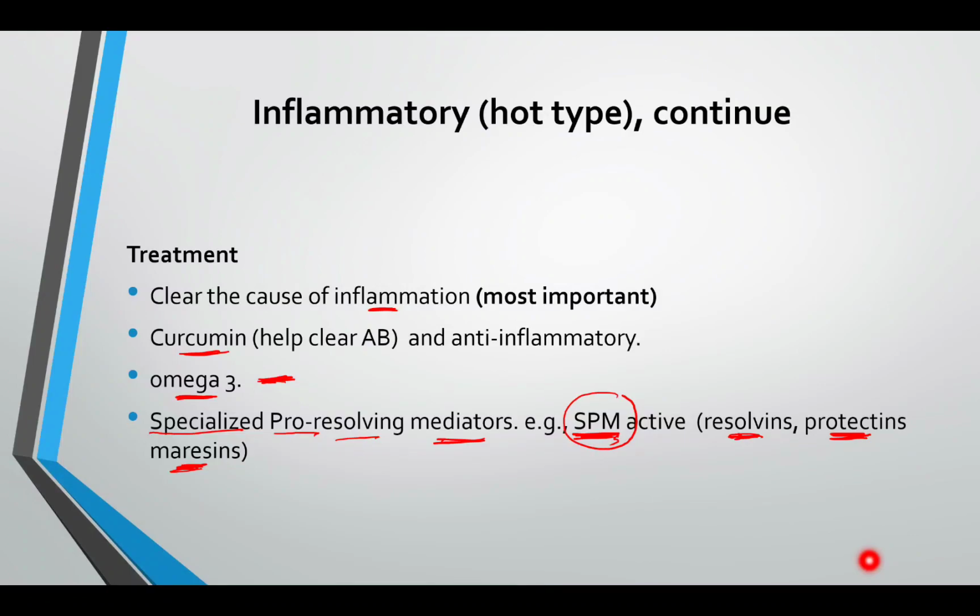We give this SPM to the people in the first month of treatment if the patient has chronic inflammation, to quickly calm down inflammation. Meanwhile, we are treating the cause of inflammation. So the priority comes first to treat inflammation, then we give the SPMs for approximately 1 month to calm down inflammation. Then we continue with omega-3s and curcumin. This is how we treat chronic inflammation. Reminding again, the most important thing is to clear the source of infection.